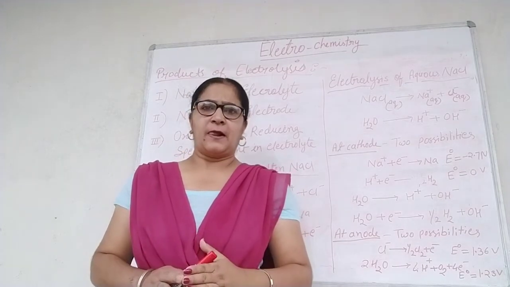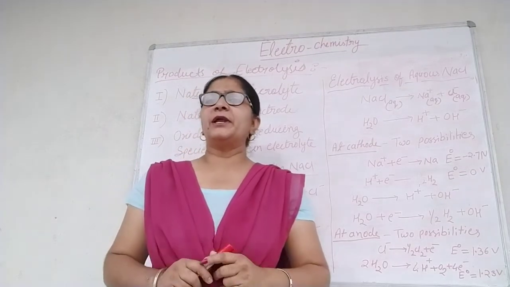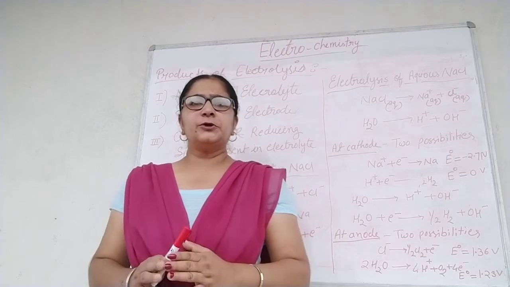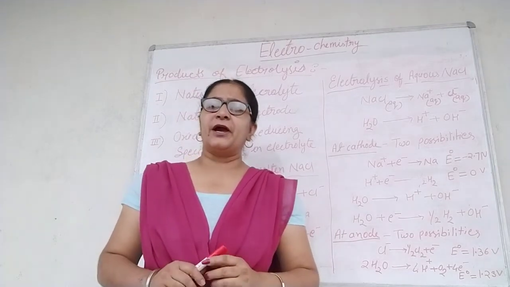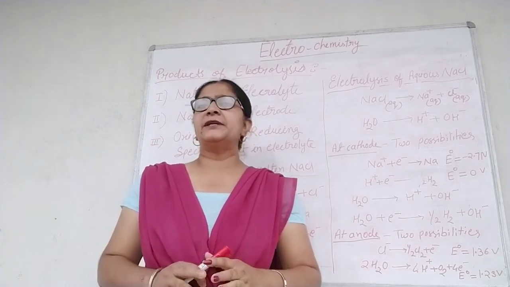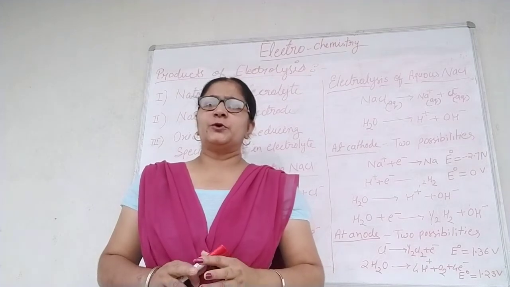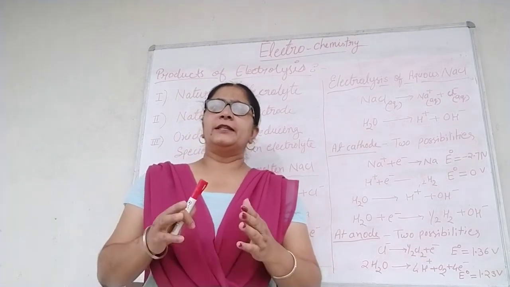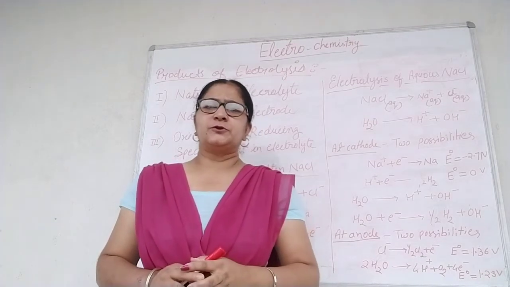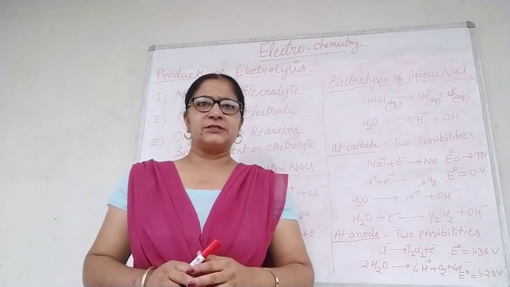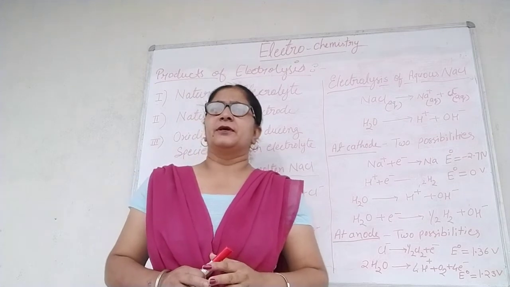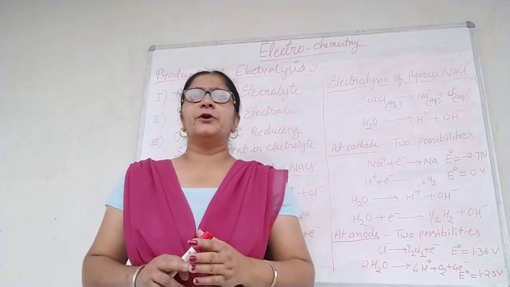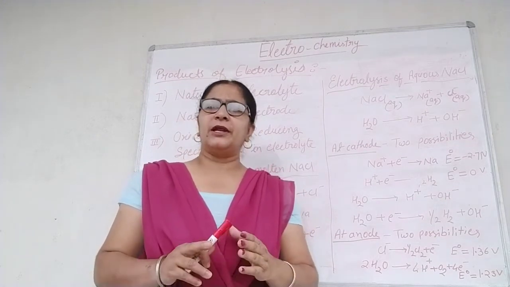For example, copper electrode is used during electrolytic refining of copper. It participates in the reaction, so these active electrodes are generally used in the refining process. So the product of electrolysis will be different when we use inert electrode or when we use the active electrode.